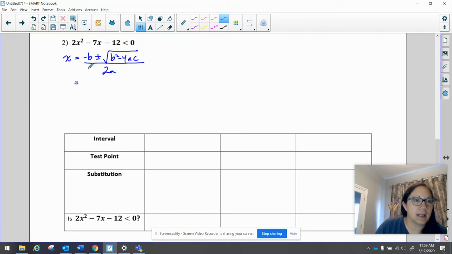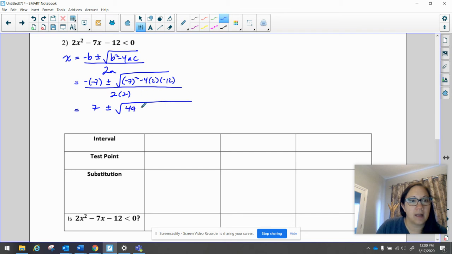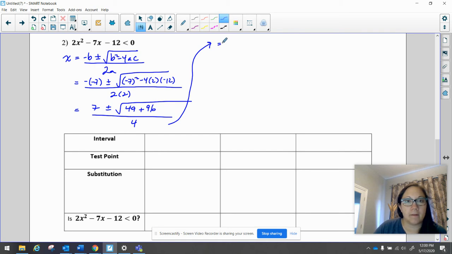So our b value is -7. So -7 plus or minus the square root of -7 squared minus 4 times 2 times -12, all over 2 times 2. So it gives me 7 plus or minus the square root of 49 plus 96, all over 4. Keep on working up here. So our x value is going to be equal to 7 plus or minus the square root of 49 plus 96, which is 145, and that's over 4.